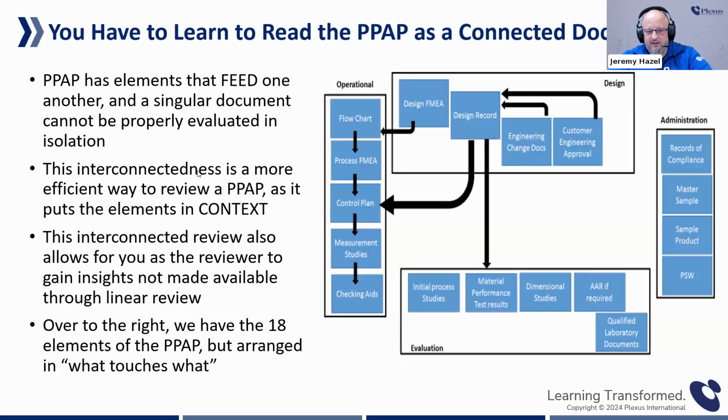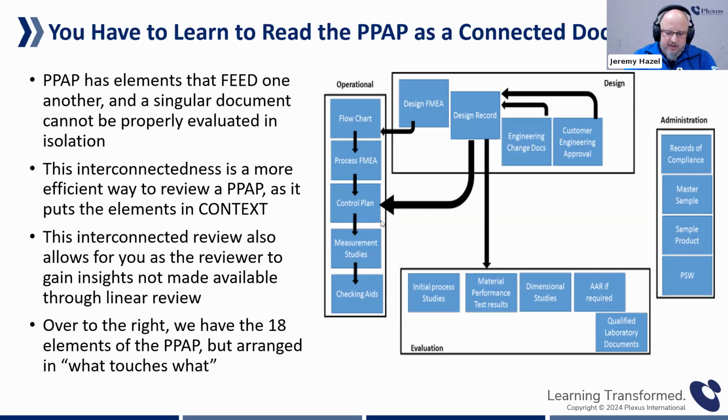So, one of the things that I want you to understand is the PPAP has elements that feed one another. And if you say, look at the process flow chart without regard to the control plan, you're not going to be able to see the connection that occurs. If you review the PPAP from an interconnected viewpoint, it is a more efficient and effective way to do PPAP because it puts the 18 elements in context. It shows how they interrelate.